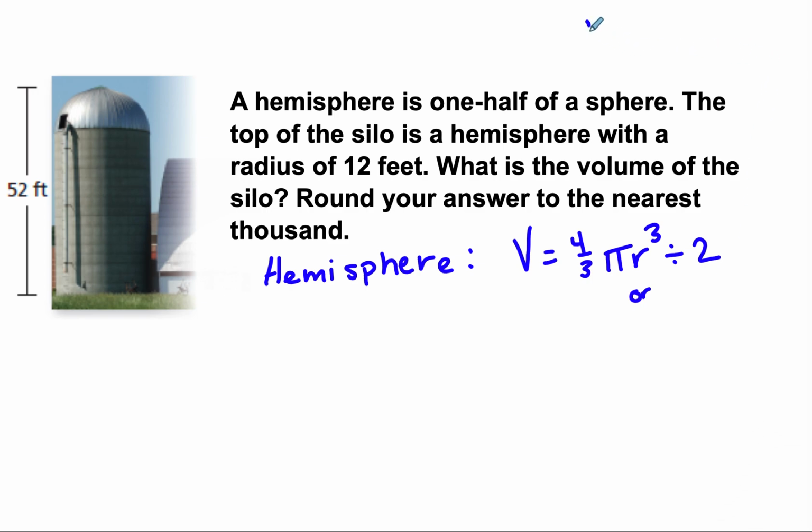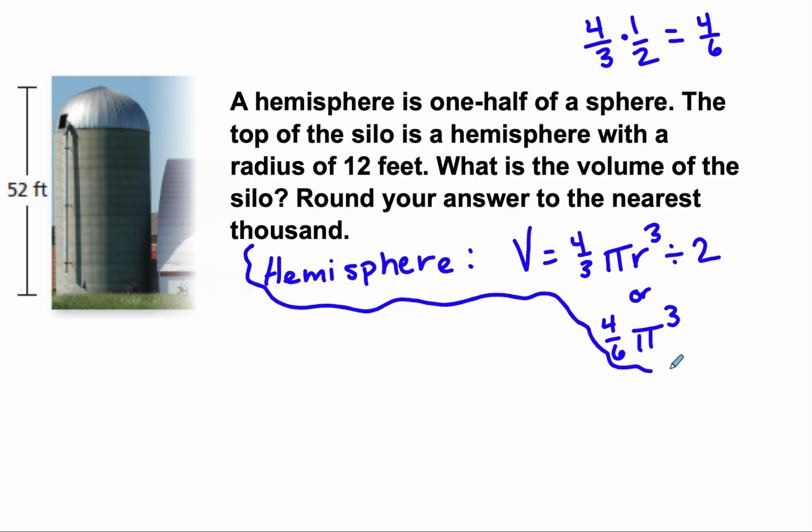Or, and I'm going to show you why up here in a second, divide by 2 is times 1/2. 4/3 times 1/2 is 4/6. So I could do 4/6 pi r cubed. Okay, so that's the formula that we need for a hemisphere. So let's go ahead and try it.